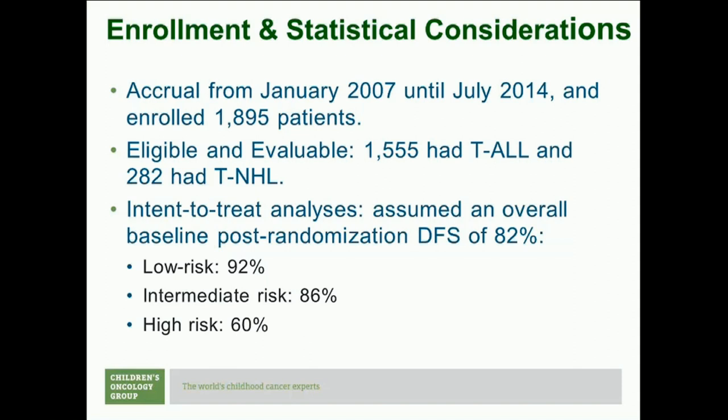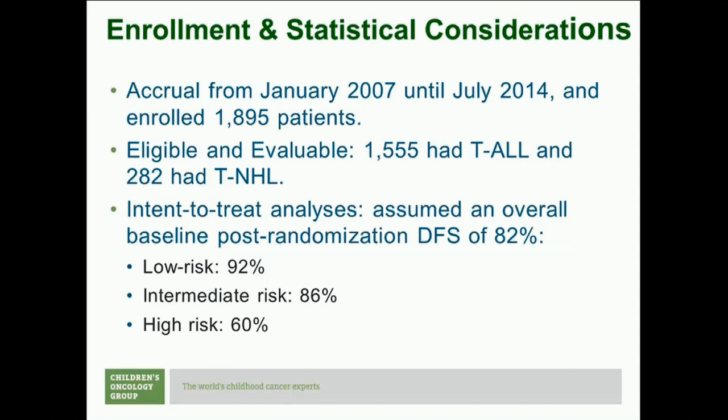So here's one of the things that you need to know about clinical trials as well. If you're a clinical researcher, it takes a lot longer than it does if you're doing basic lab research. You're not going to be able to know your answer for many years out. Okay, so you have to be patient. We had 1,895 patients, and that is the largest T-cell trial ever to be run in the history of running clinical trials. We had 1,555 T-ALL and 282 T-cell lymphoma patients on trial.